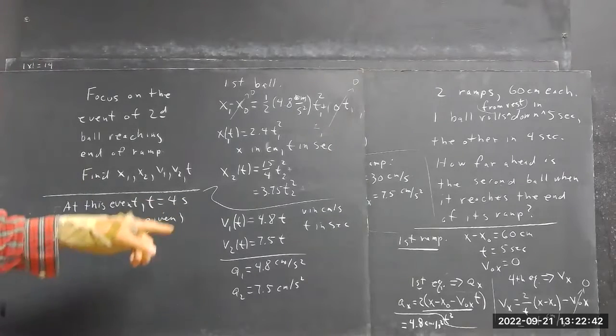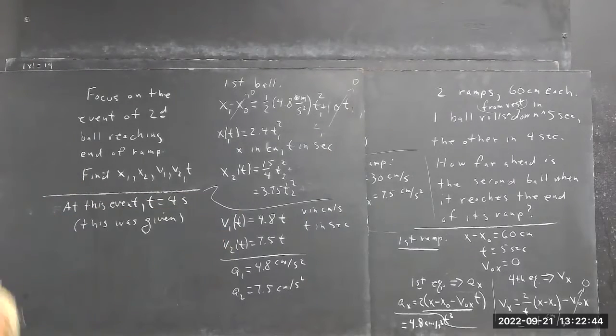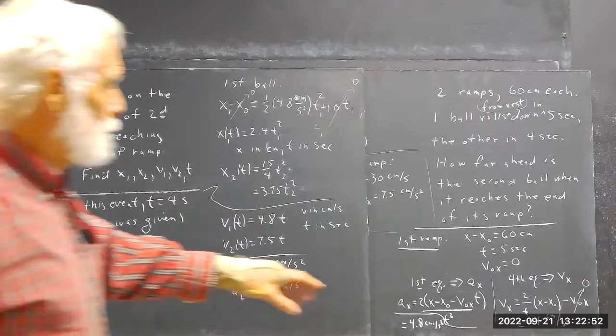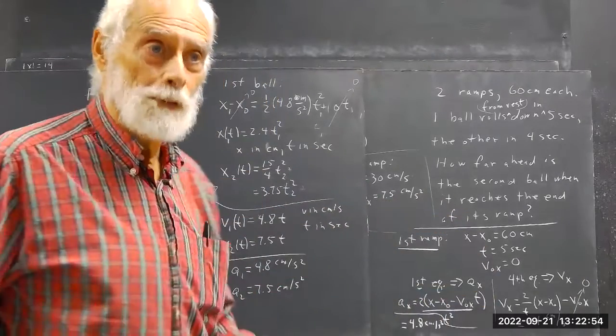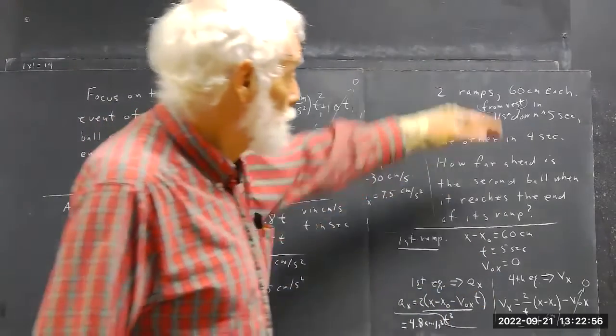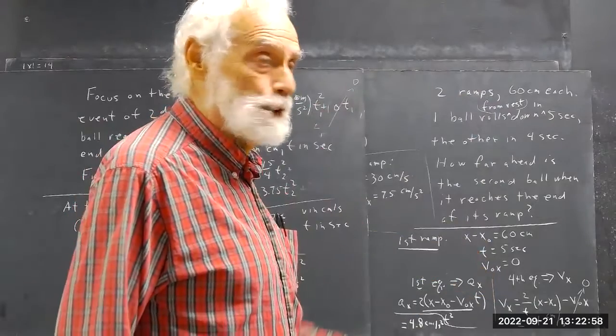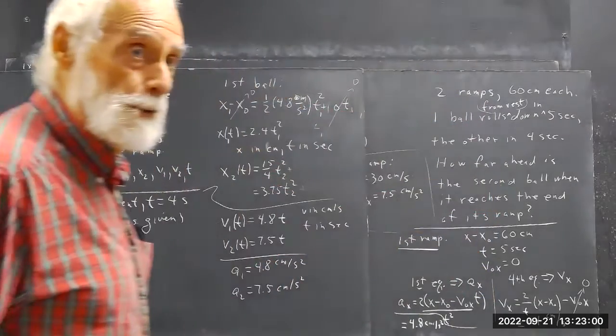Okay, at this event, T is 4 seconds because the event is first ball reaches the end of its ramp, right? Second ball reaches the end of its ramp, which happened in 4 seconds. So if you were looking into the equation formulas for that, look a little further back. Look at all your information, and it's right there.